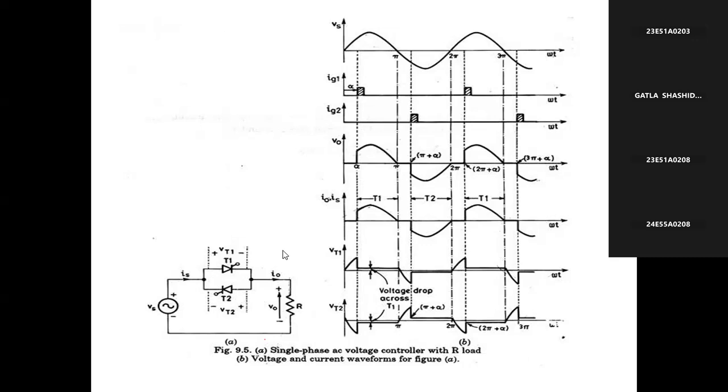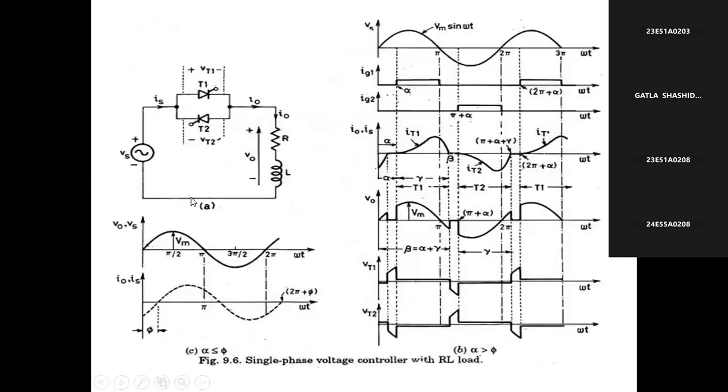Okay. Now see for the RL load, how we'll get for the RL load. See, this is the input voltage and gate pulse I am giving at alpha for T1, at pi plus alpha for T2. Since we are using the RL load, due to inductance, current is not immediately rising here. Current is taking some time to increase. Up to pi, current will increase. After pi, current will not immediately come to 0. Current is slowly decaying to 0 in the load at beta.